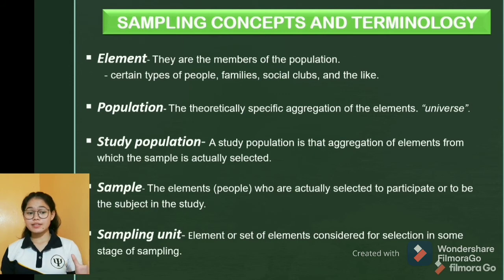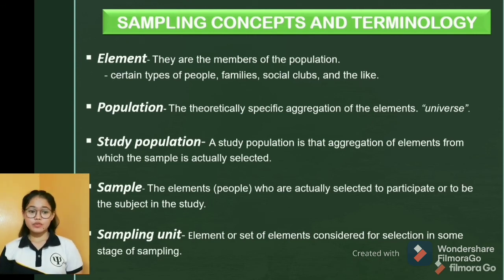They said that it is an element or set of elements considered for selection in some stage of sampling. So technically, sampling units are members of the population to which measurements are taken during the sampling.